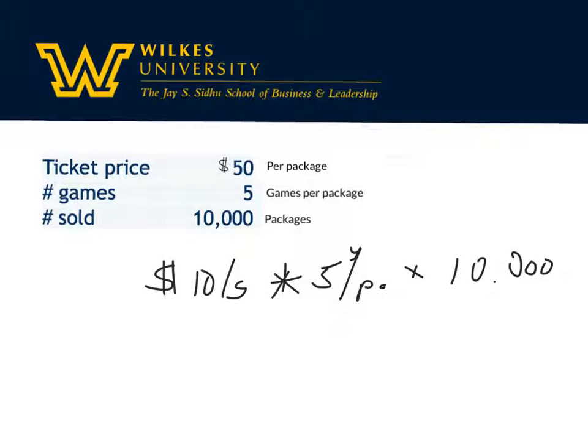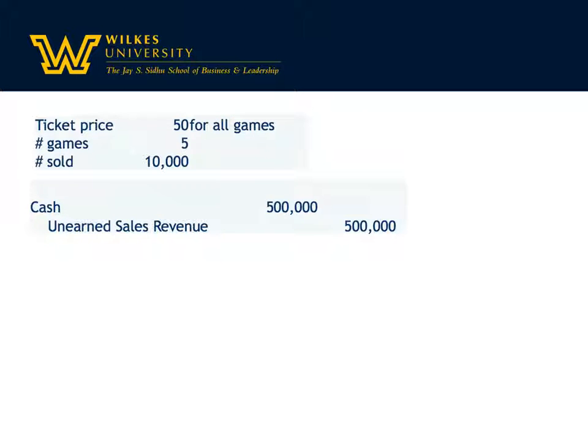So you're going to debit cash for the cash received, but you're going to credit an unearned revenue account, which is a liability for the fact that you owe these individual tickets. And that's what you have here. The asset cash is debited for $500,000, and unearned sales revenue is the account name for the liability.